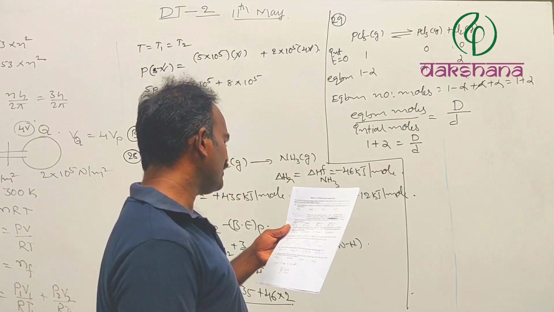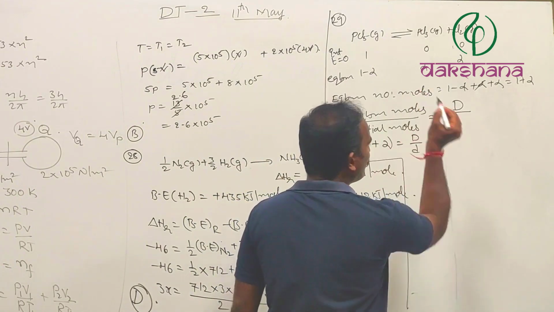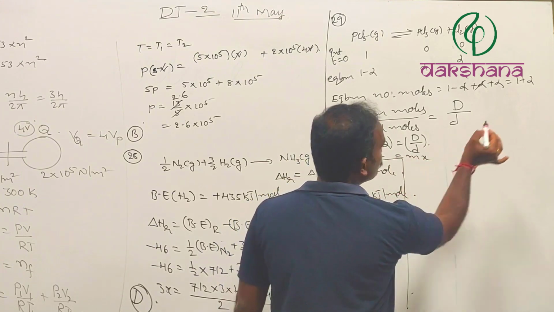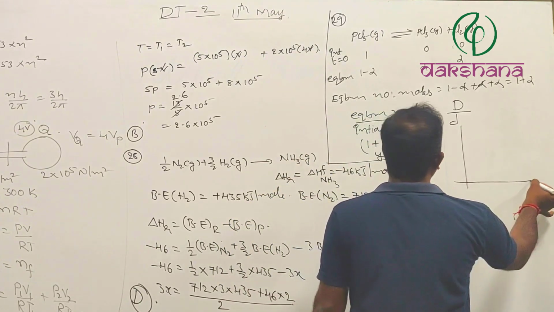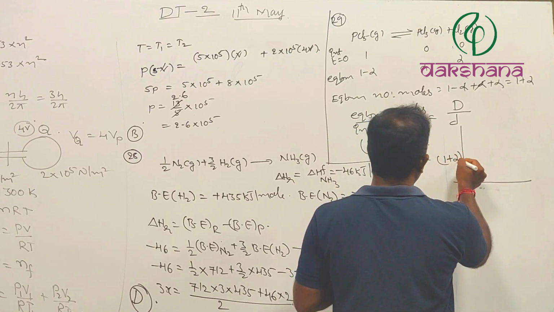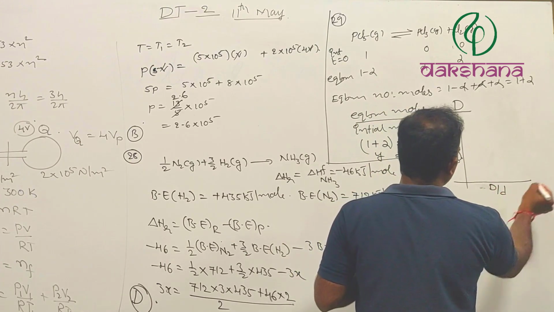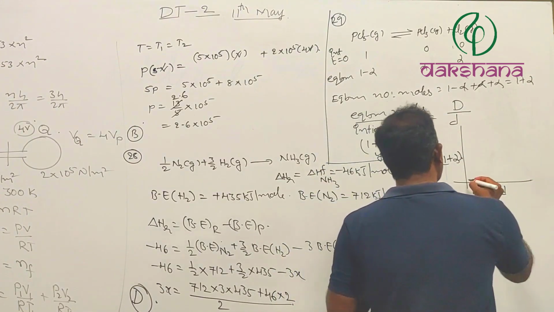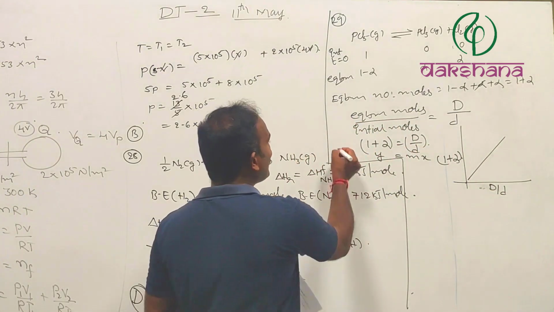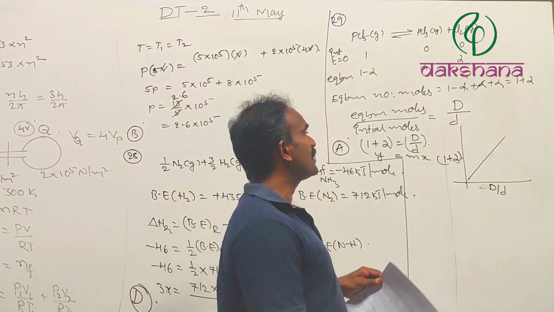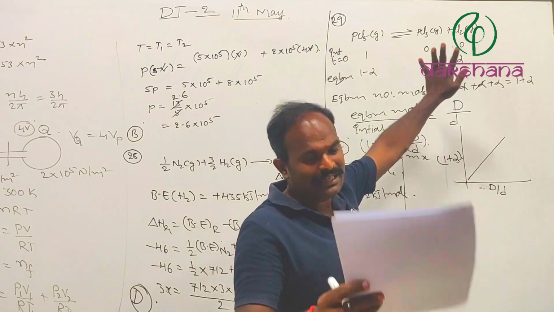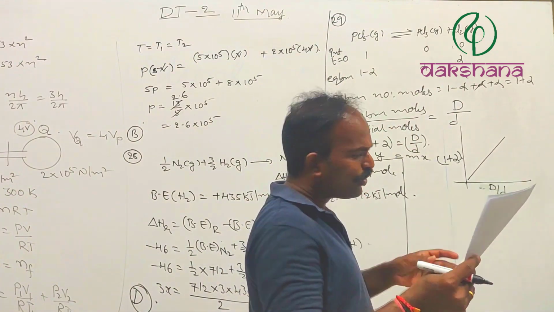Now they are plotting the graph by taking 1 plus alpha on the y-axis and capital D by small d on the x-axis. Y is equal to mx. So the graph will have 1 plus alpha on the y-axis and capital D divided by small d on the x-axis. It will be a straight line passing through the origin. Hence the option is going to be A. Sir, I don't remember the formula. Even I am not remembering the formula. We are just solving from the given equation. We are not at all remembering the formula.